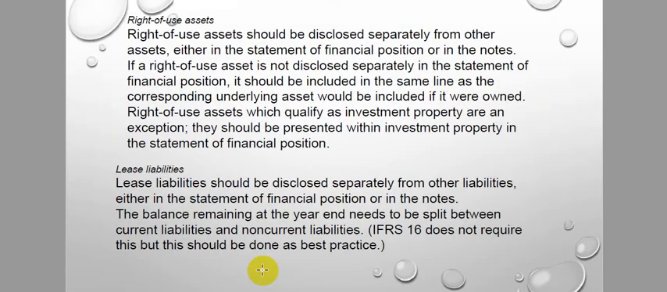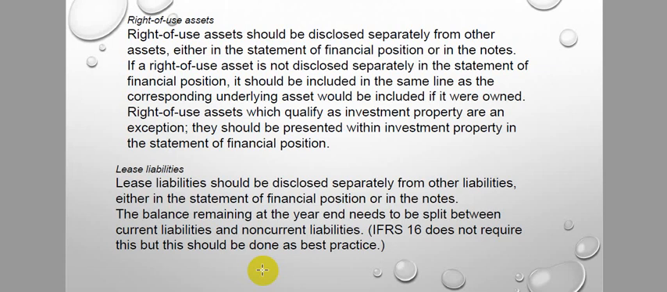We have already explained how the right of use assets should be disclosed separately from other assets in the statement of financial position or in the notes. If a right of use asset is not disclosed separately in the statement of financial position, it should be included in the same line as the corresponding underlying asset would be included if it were owned. Right of use assets which qualify as investment properties are an exception. These should be presented within investment property in the statement of financial position.